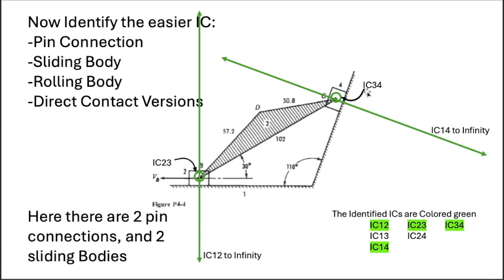So remember, for sliding bodies, it's just a line that's perpendicular to the surface being slid on. So here it's going to be perpendicular to this. So here, as in for the situation of 4-1, it's going to be perpendicular to link 1, to the ground, going through the pin connection.